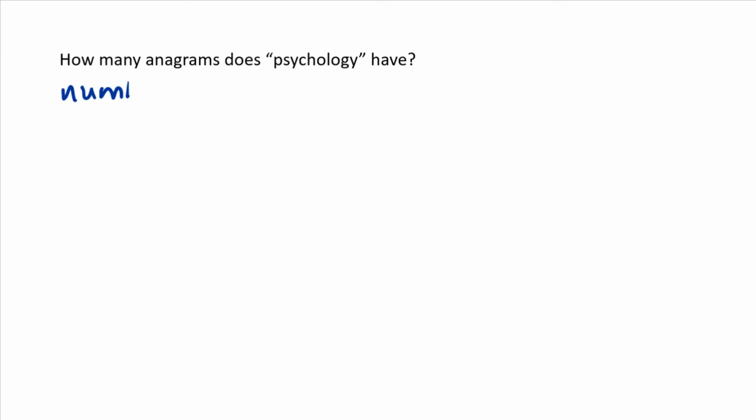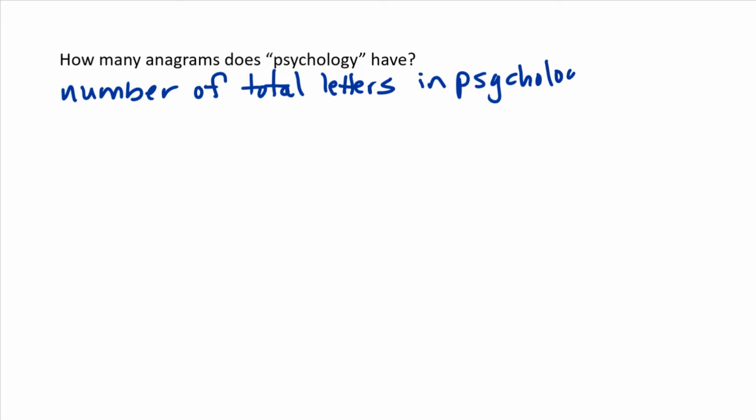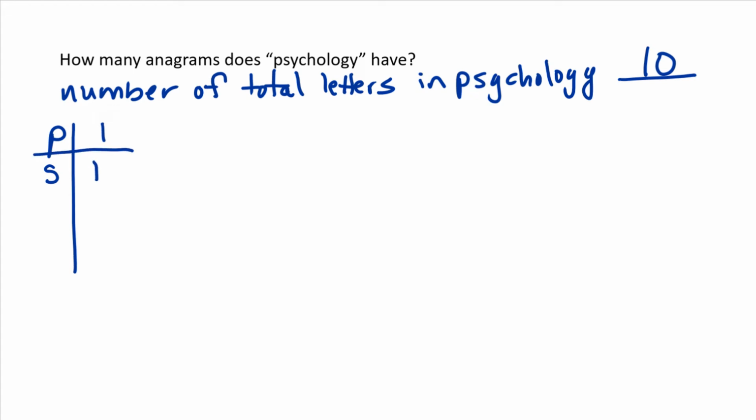So, the number of total letters in psychology, P S Y, and that is 1, 2, 3, 4, 5, 6, 7, 8, 9, 10 letters. Now I'll make a table and list the number of times each letter occurs. So I'll start with P, and in psychology it occurs just once. The next letter is S, and in psychology, it also occurs just once. Now I'll look at Y.